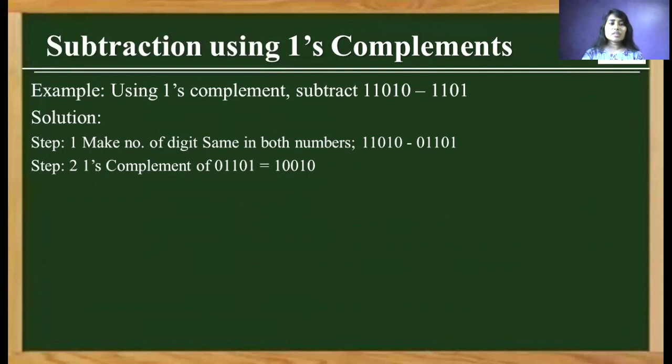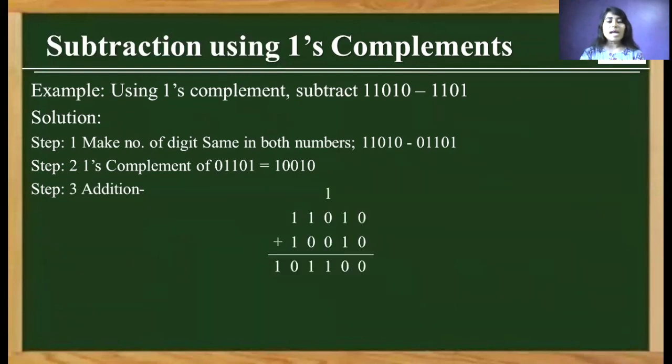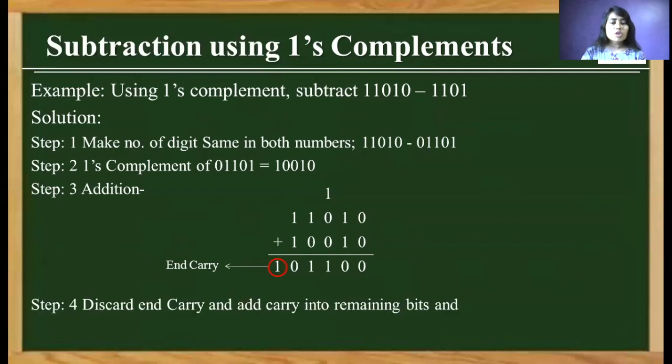Then calculate 1's complement. So here is the 1's complement. Then perform addition. So here is a binary addition, and this binary addition produced an end carry. So this is the end carry. Now this end carry will be removed from there and added to the remaining bits for a correct answer. So we have our correct answer like this. So this is how we can perform subtraction for the 1's complement method.